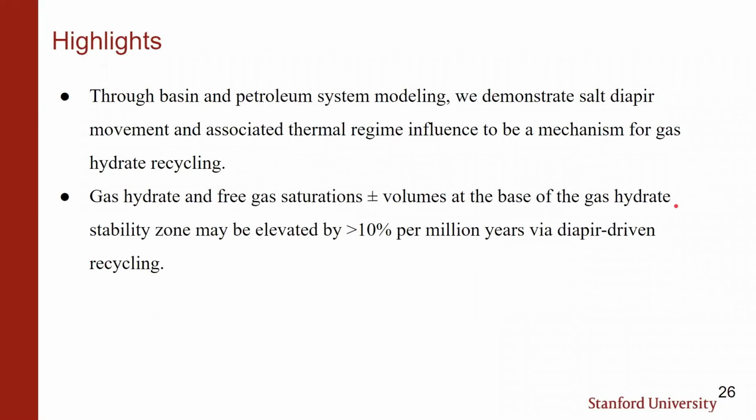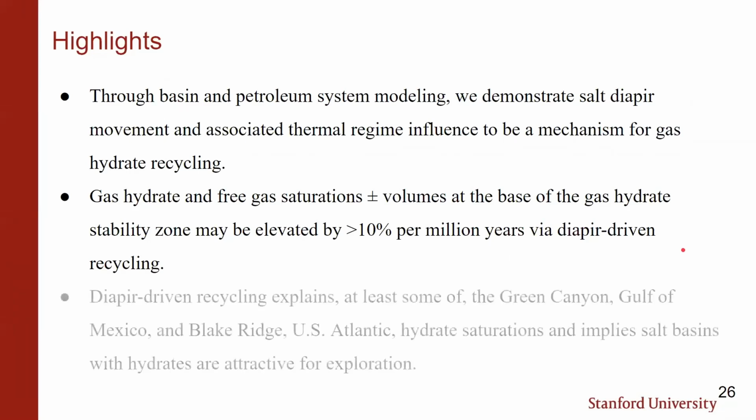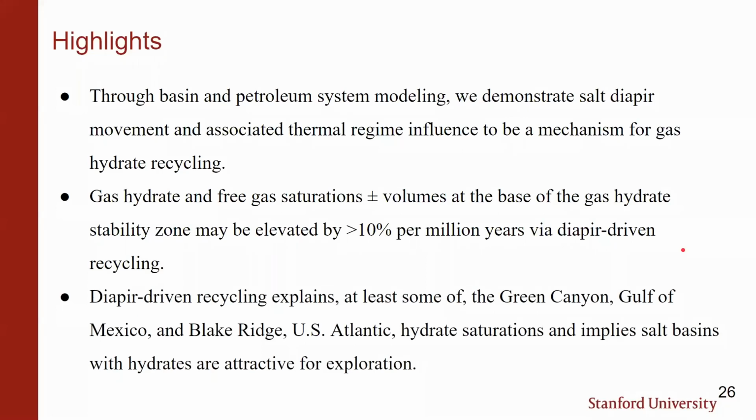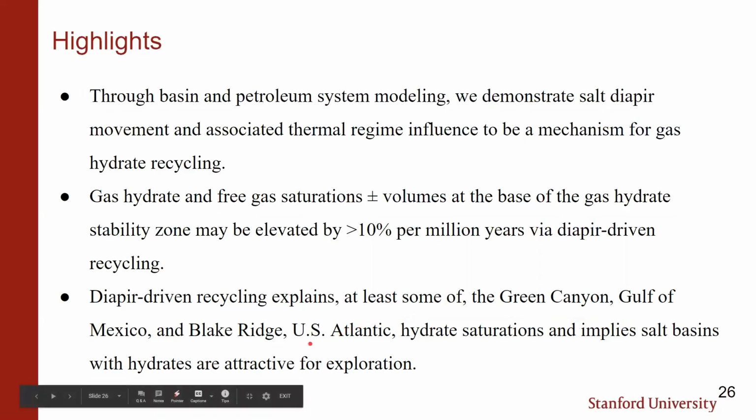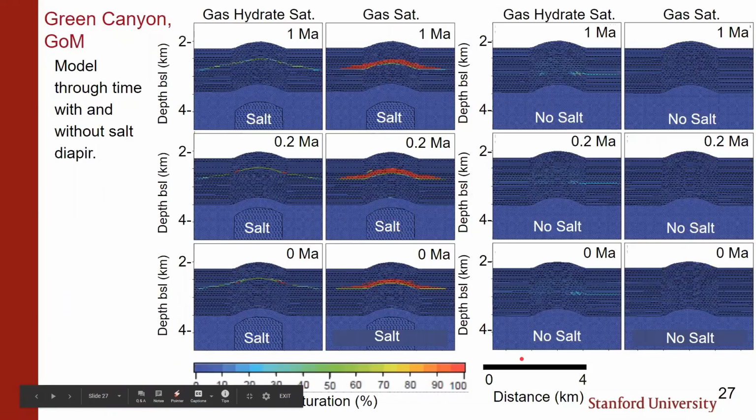Gas hydrate and free gas saturations, plus or minus volumes at the base of the stability zone may be elevated by greater than 10% per million years via this process. We think that this process may explain at least some of the Green Canyon Gulf of Mexico and Blake Ridge US Atlantic gas hydrate saturations, and it implies that salt basins may be attractive for exploration, such as east coast of Brazil, west coast of Africa, and other places in the world.